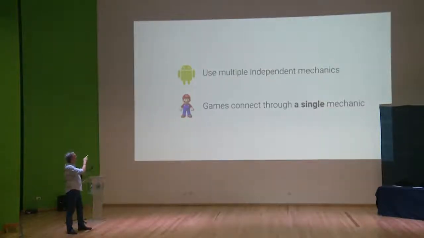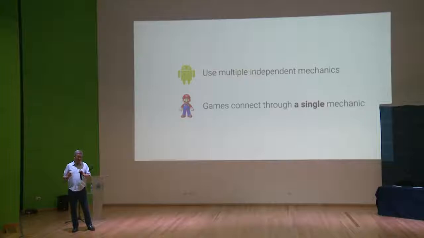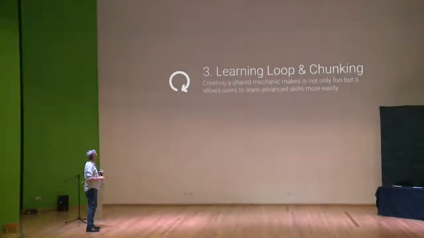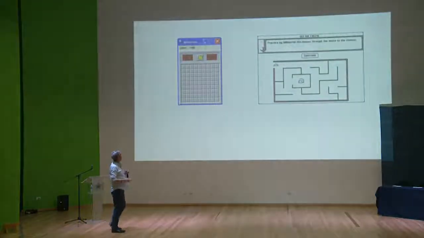So we always think about it in terms of multiple mechanics. Games have a single mechanic. Now, this might be hard for us to do at all. I'm just looking for inspiration at this point. And this idea of having one mechanic, I think, is a very strong inspiration. So learning loops create a shared mechanic, makes it not only fun, but allows users to learn advanced skills more easily. So here's the example.